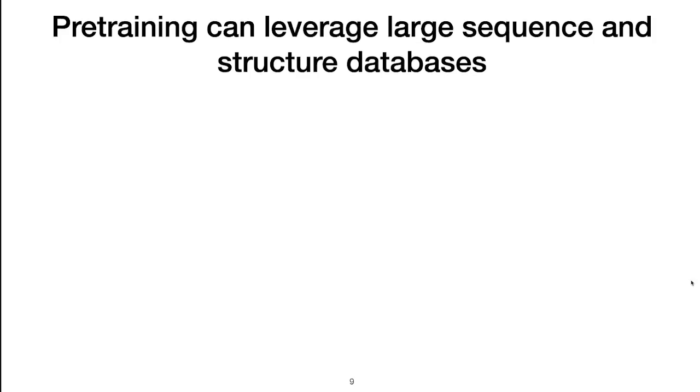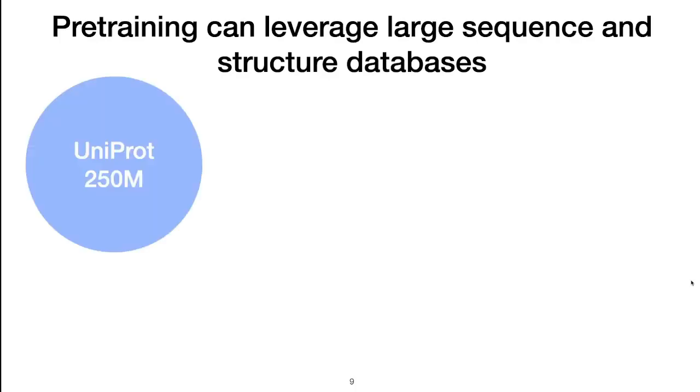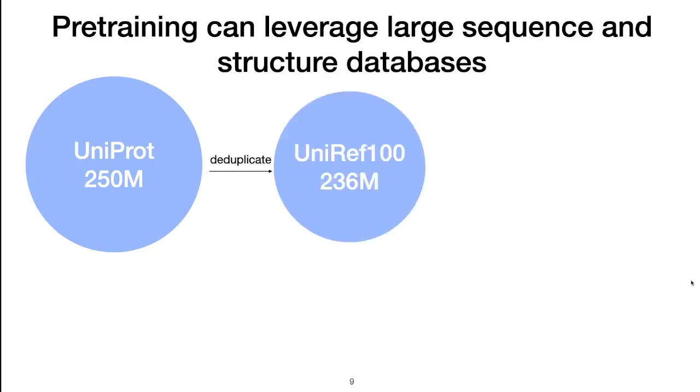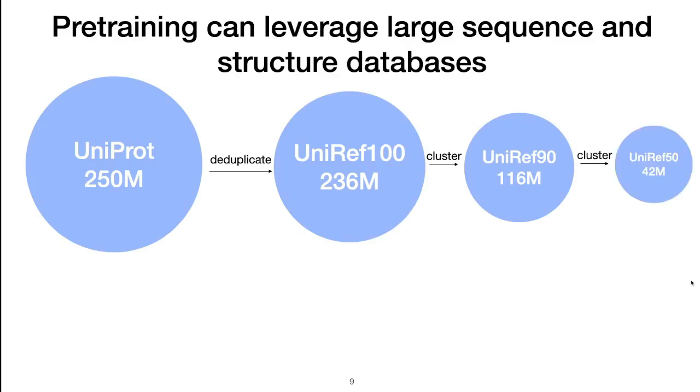So the best known and best curated protein sequence database is called UniProt. It contains about 250 million protein sequences, and most of these are found through genome mining. If we deduplicate identical sequences, we're left with UniRef100. It's about 236 million sequences. If we then cluster them to 90% similarity, you're left with 116 million sequences, or to 50% similarity, you have 42 million sequences in UniRef50.